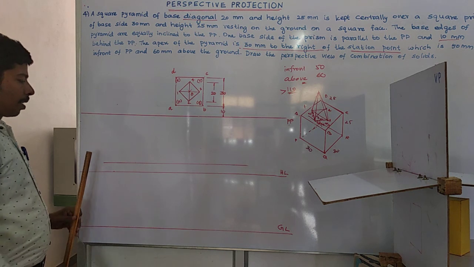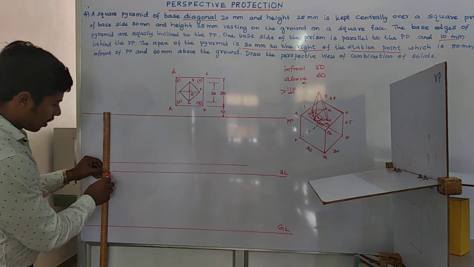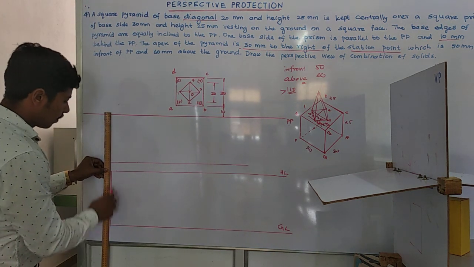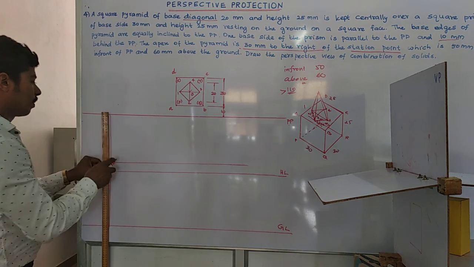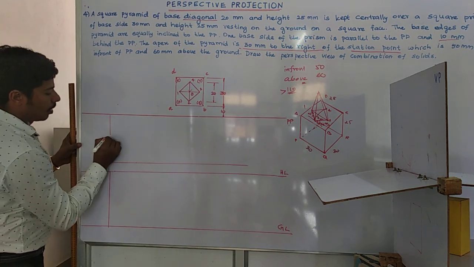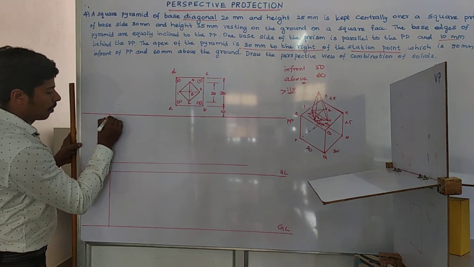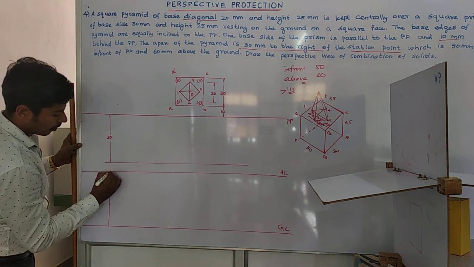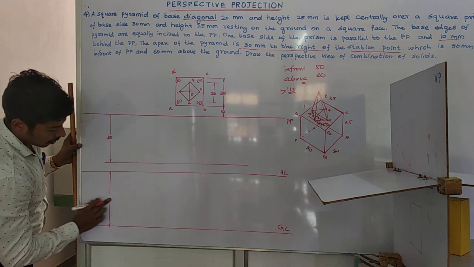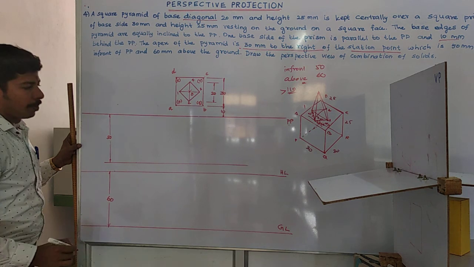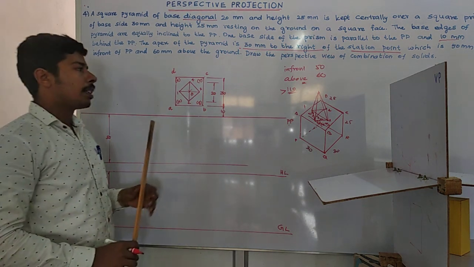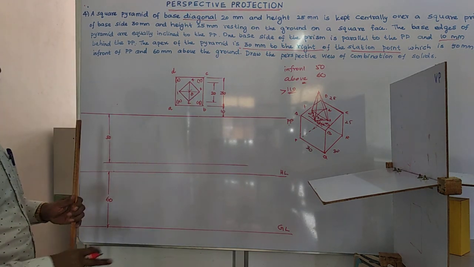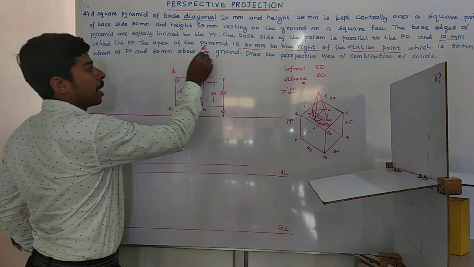Now, I mark these distances. This value is 50. This value is 60 mm above. Then locate E point. It's the apex of the pyramid.